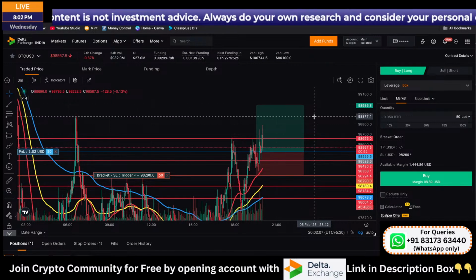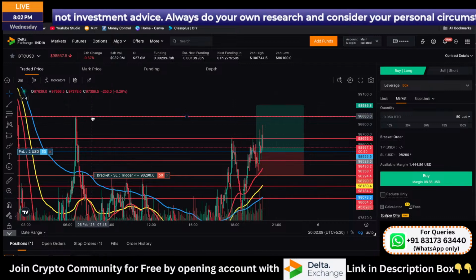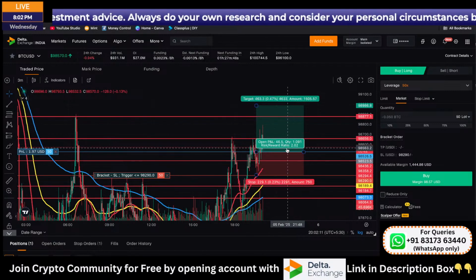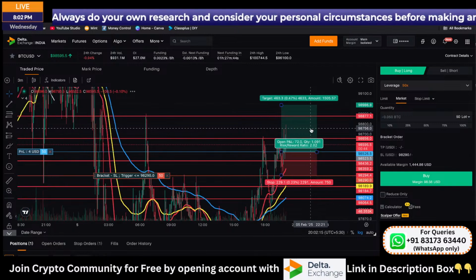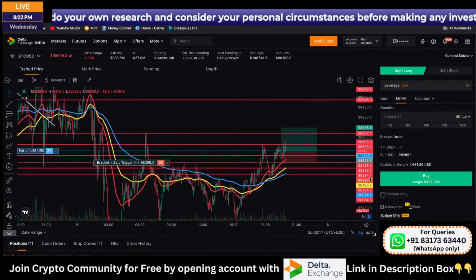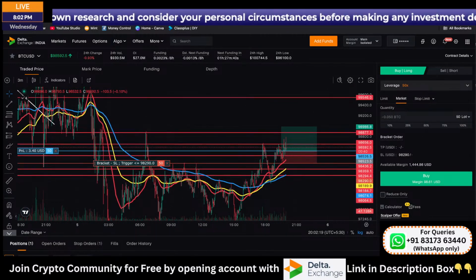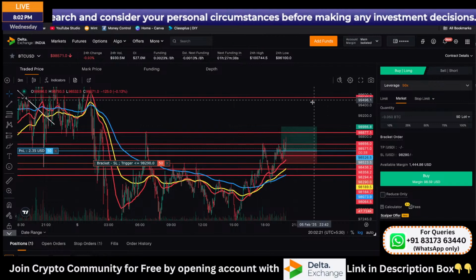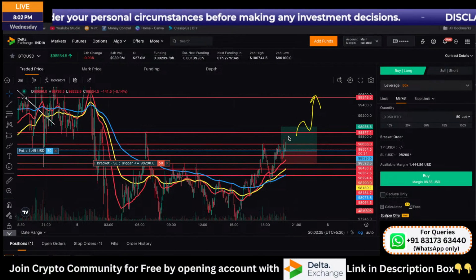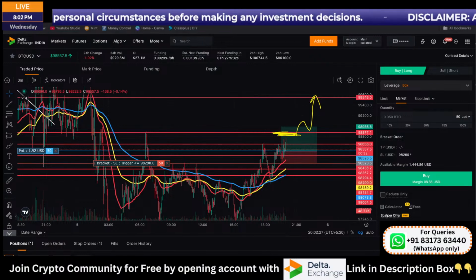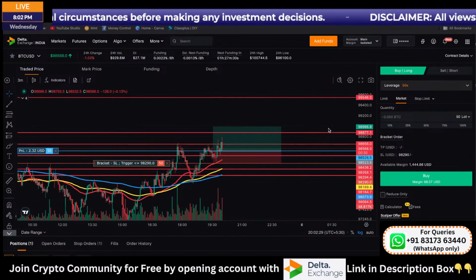So next, this area is the next resistance. Just wait for some time. If the market breaks this level, I think smoothly next it will go up to the 99,500 range. To go to that level, first it has to break this level, right? So until then we'll just patiently wait.